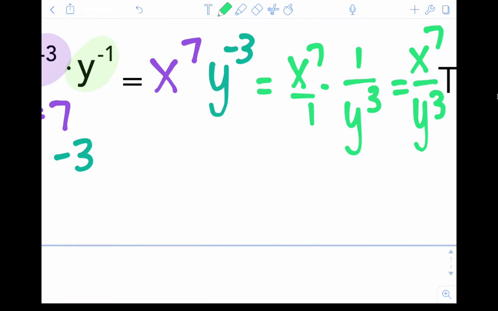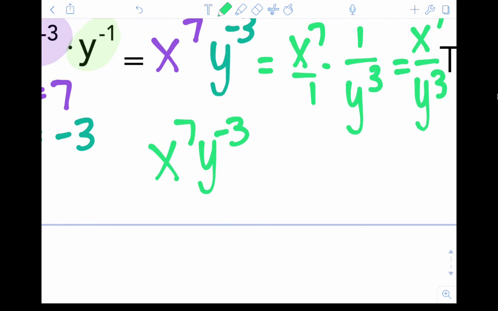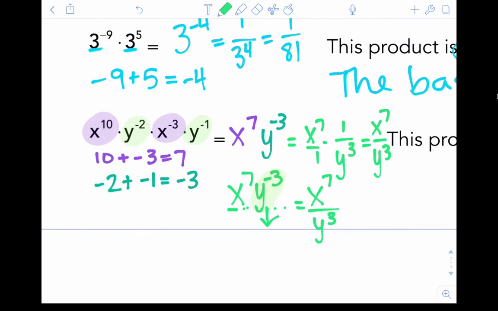Or I can see this, and I can see that the y to the negative 3rd is going to have to move down to the denominator. And so I can imagine a denominator here, and I can imagine the y to the negative 3rd moving down. And when it moves, the negative exponent becomes positive. So this is going to be x to the 7th up in the numerator, and now y to the positive 3rd is in the denominator. Either way, you end up getting the same answer. So it does not matter which way you think about it.